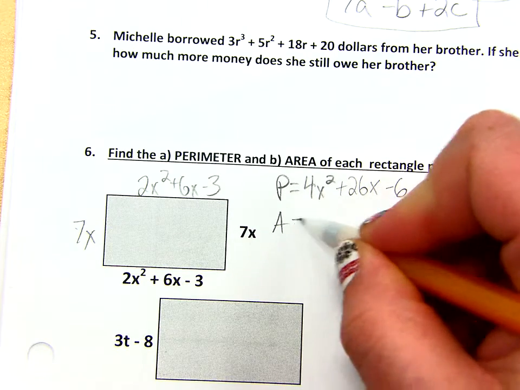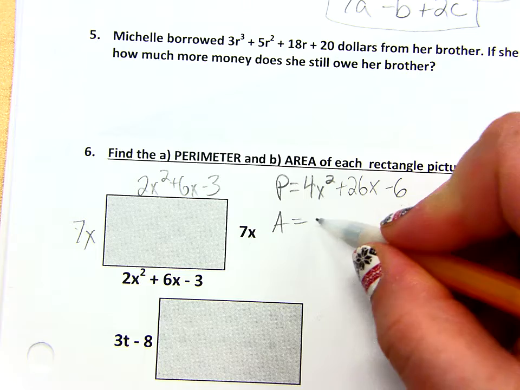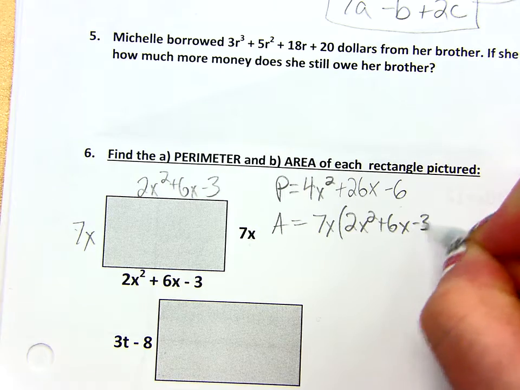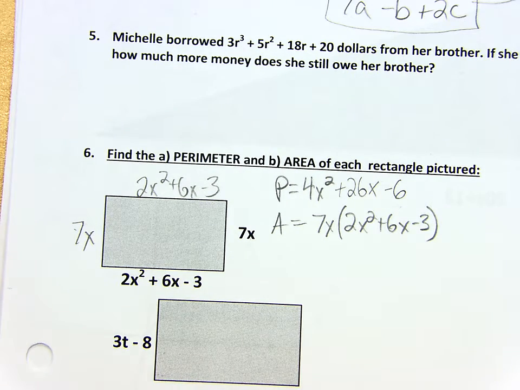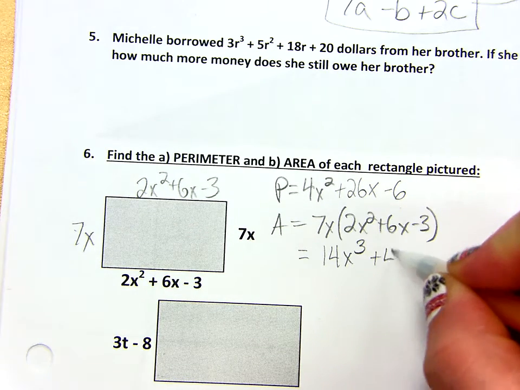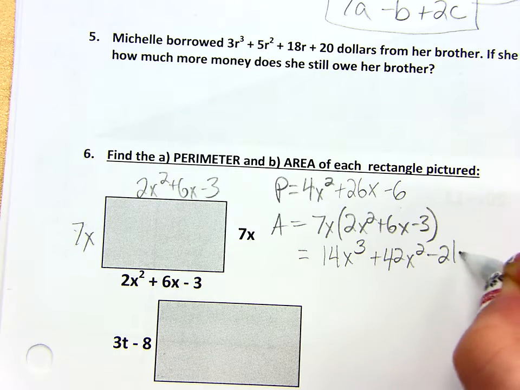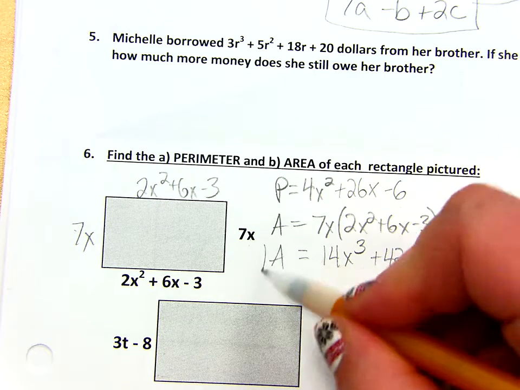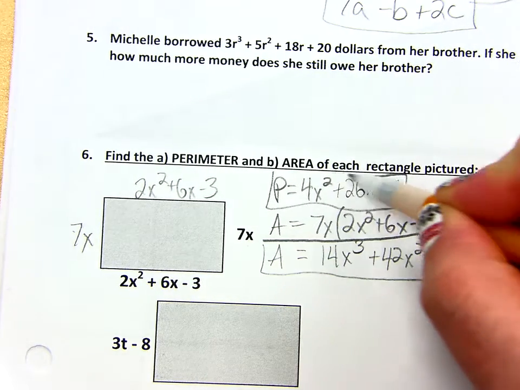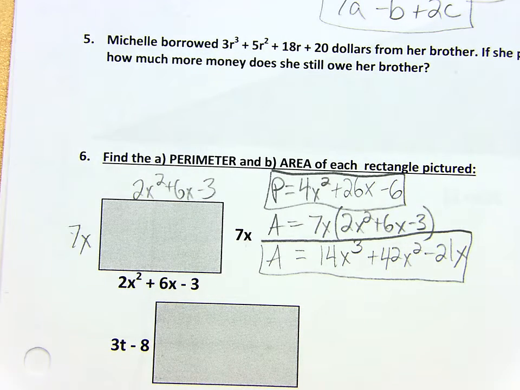Now when you go to find area, remember area is just base times height. So I need to do 7x times 2x squared plus 6x minus 3. You guys know how to do that? Go ahead. When you're done, see if you got what I got.